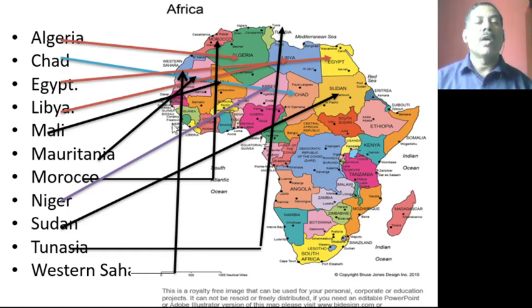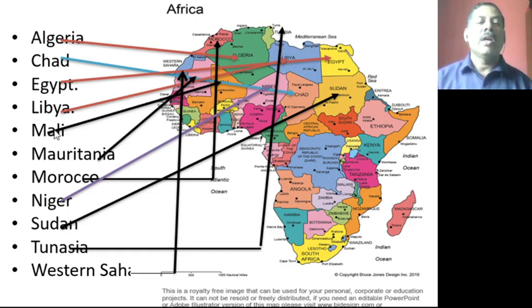Now you can see the first one, Algeria. Algeria is there in the northern part of Africa. The second one, Chad, is there in the middle part of Africa. Egypt is located in the north part of Africa. Now coming to Libya. Libya is located in the north part of Africa only.